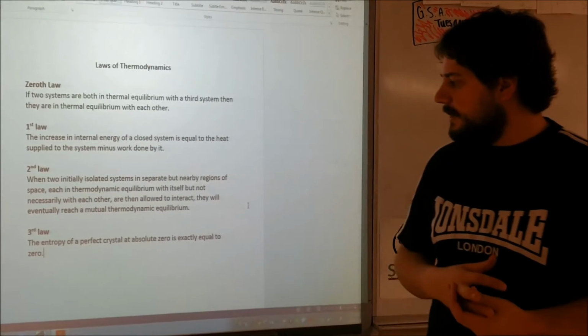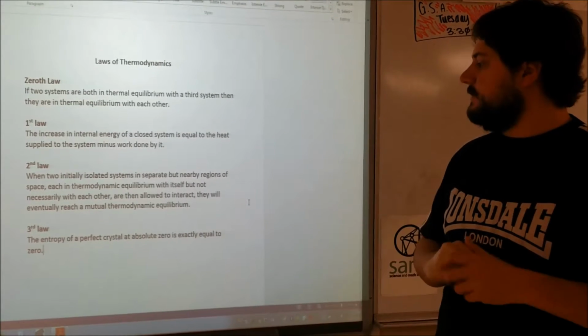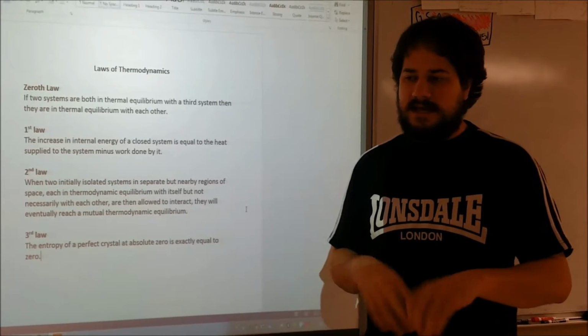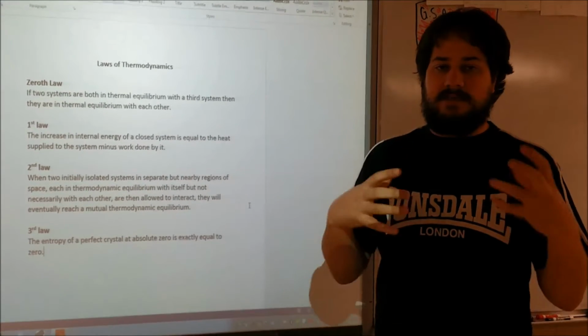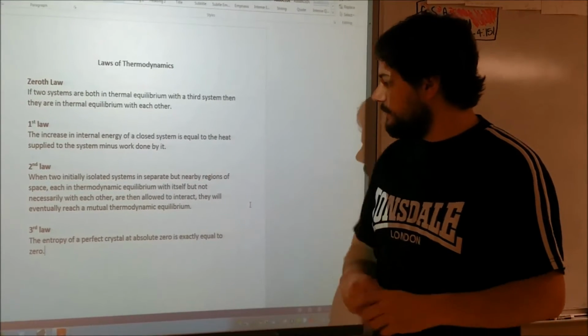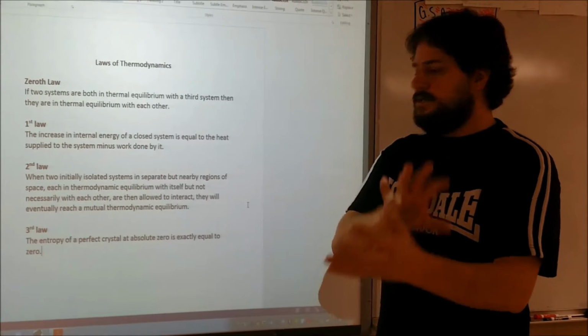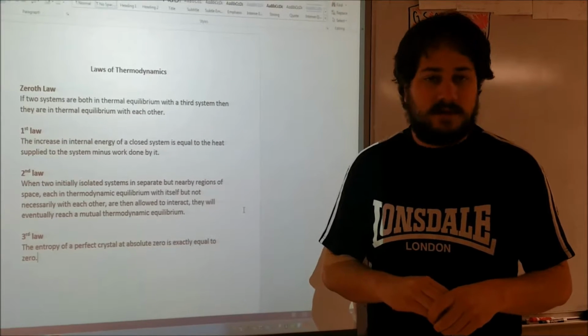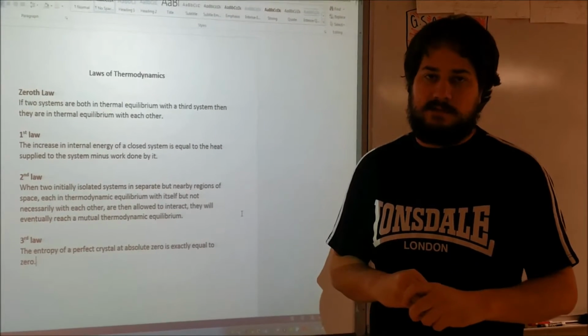Third law, the entropy of a perfect crystal at absolute 0 is exactly equal to 0. So what that's saying is that in the structure of the atom, or in the structure of a crystal, at absolute 0, it's going to be perfect. And the temperature at that place, or at that point in time, is also going to be absolutely 0.